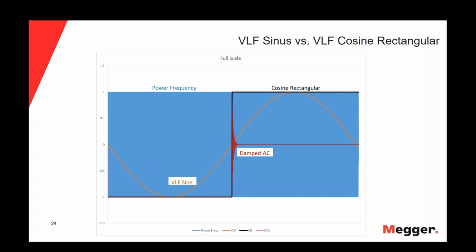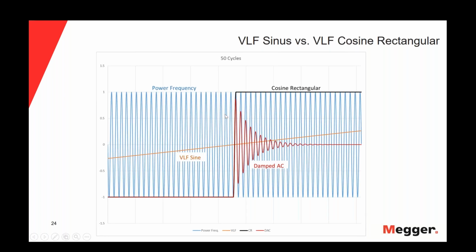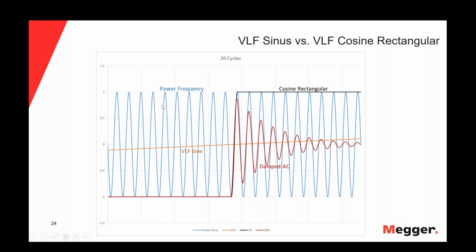Okay, thank you, sorry. So in this slide, what we are seeing is the three wave shapes I mentioned in the previous slide. The orange one is the VLF sinus, the black one is the cosinus rectangular wave shape, the red one is the damped AC, and the blue one is the power frequency. When we go through the different cycles, you can see the change of polarity of the power frequency. In the case of the damped AC, the behavior is pretty much the same as the power frequency, but not the case of the VLF sinus wave shape.